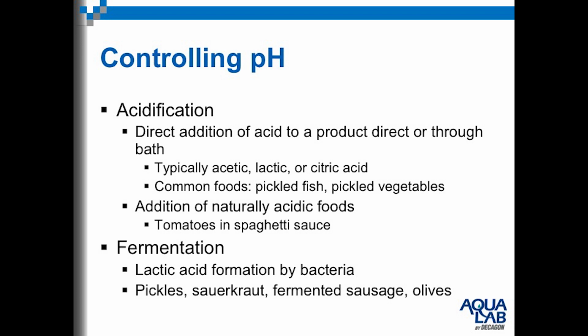Another common way to control pH, or lower pH in most cases, is through fermentation. This could be lactic acid formation by bacteria that preferentially grow, and by their growth they produce lactic acid, which then lowers the pH of the product and then prevents any growth of other types of organisms because they are now existing in a very low pH environment. Examples of this would be pickles, sauerkraut, fermented sausages, olives, and other types of products.